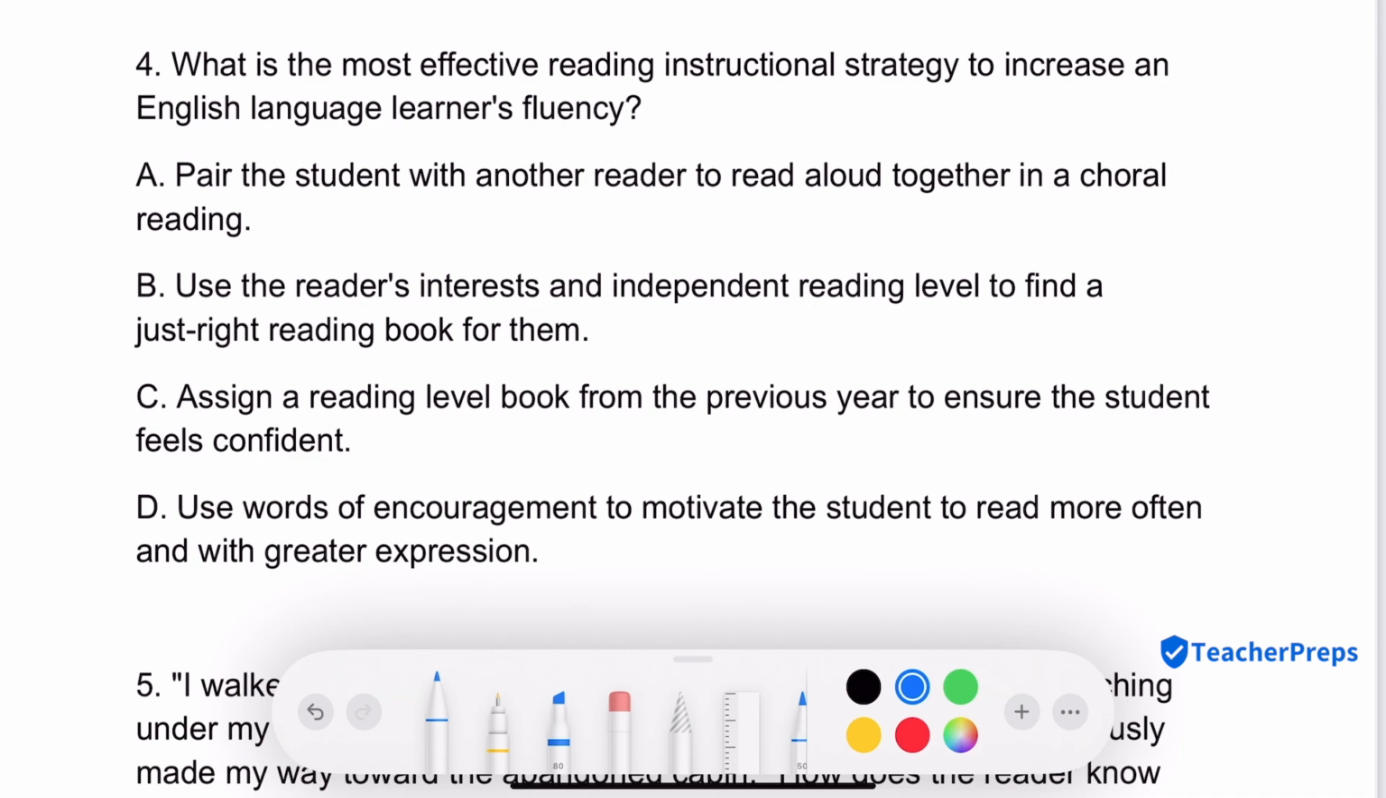All right, so on test day, when you see a question on your exam about the most effective reading instructional strategy, especially for English language learners, look for the answer that is the most individualized and motivating. So when I look at options A, C, and D, these are all nice to do, but they're generic, whereas option B is really like the powerhouse answer because it targets the student's specific interests. So here we're going to go with option B.